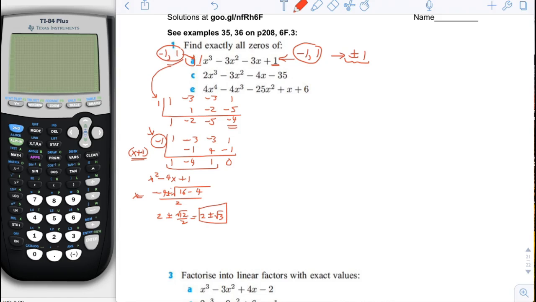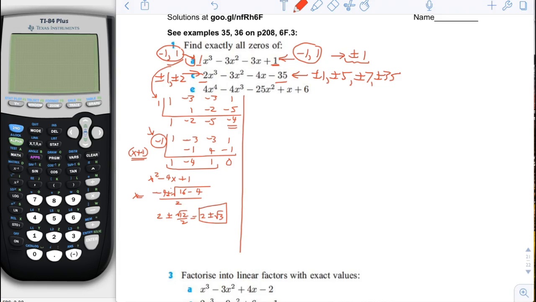All right, but I just wanted to show you how to do it completely without the calculator if you have to someday. Let's look at C. This one's a little bit more challenging because it's got 2 and -35 instead of just 1 and -1. So if I was to list the whole number factors of -35, I would have plus or minus 1, plus or minus 5, plus or minus 7, and plus or minus 35, right? And for 2, I would have plus or minus 1 and plus or minus 2.